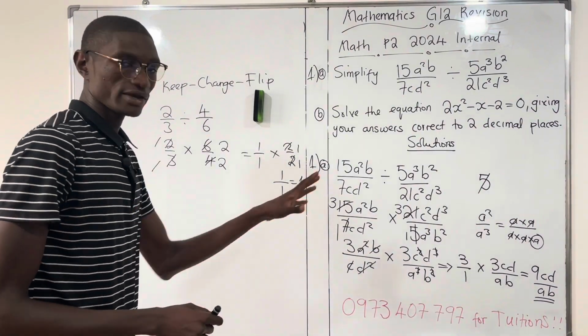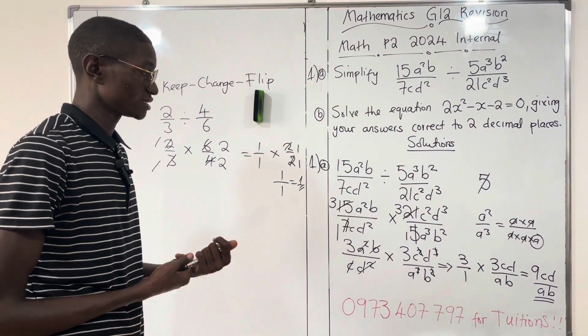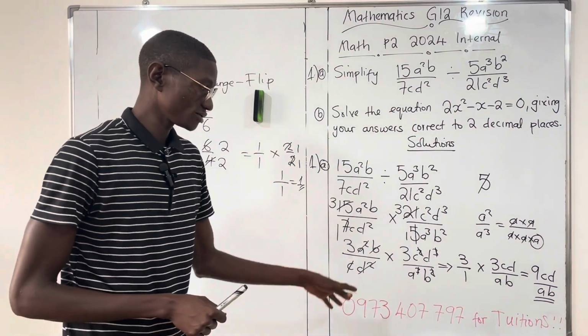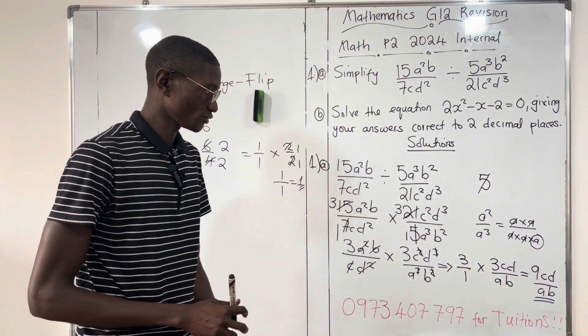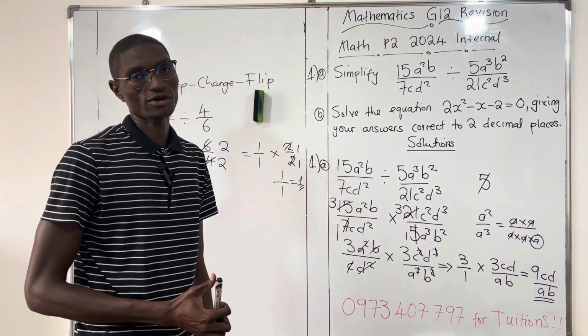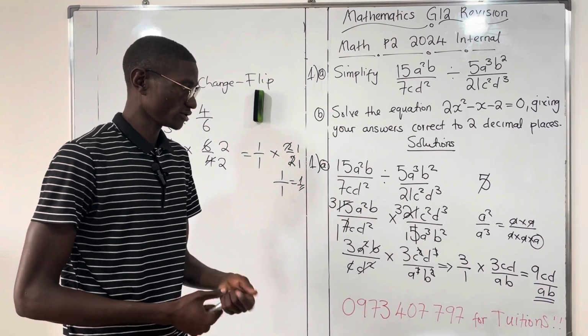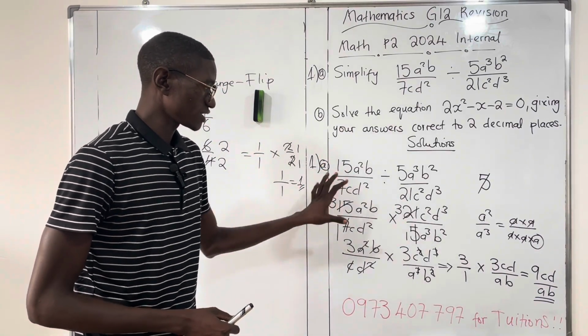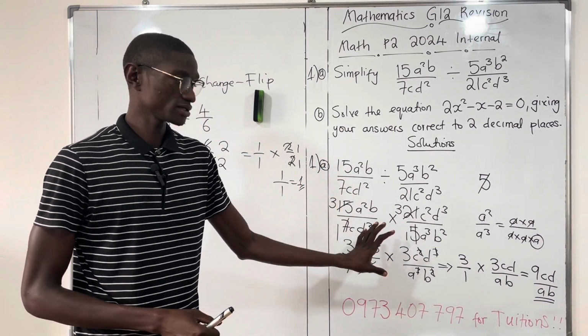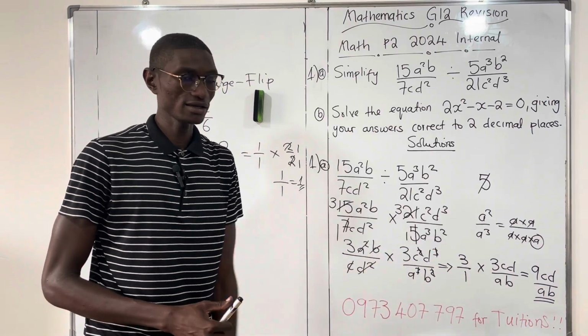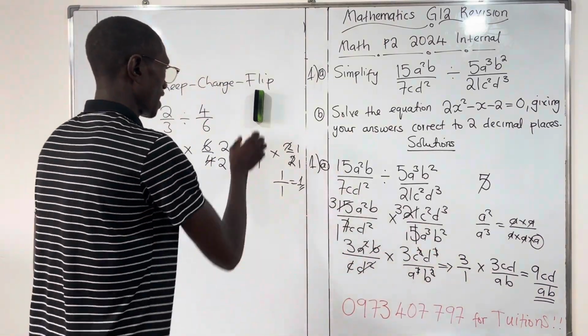Okay, be very careful. This is a very simple question, but if you're not careful, once you just leave out a value, you'll get it wrong. So please be very careful. Start by first of all simplifying the numbers, and then you go to the variables, and then at the end, that's when you multiply, and then you get your final answer.